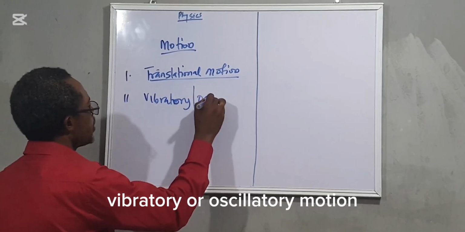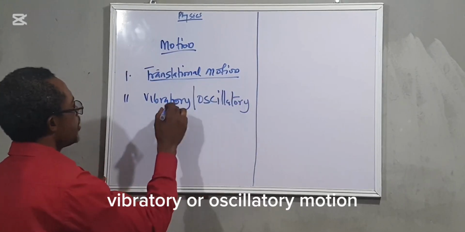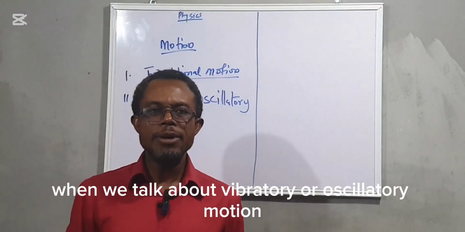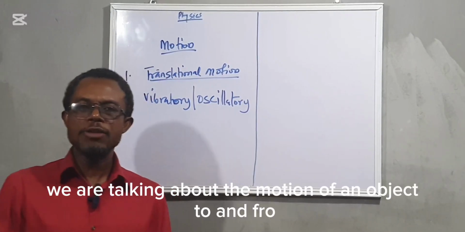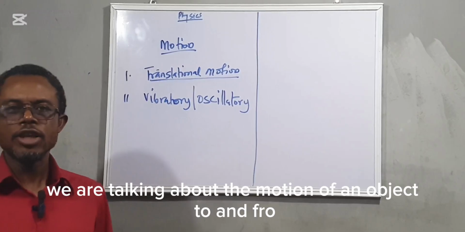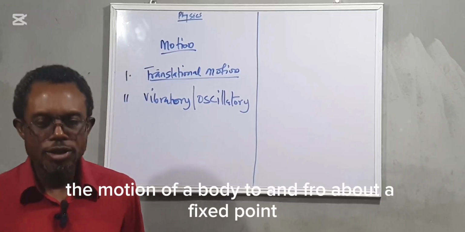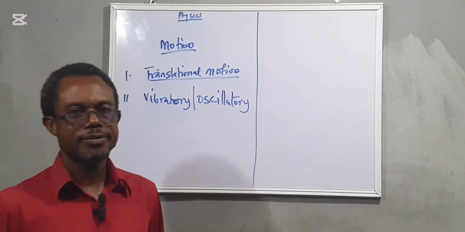The next type of motion we shall be looking at is vibratory or oscillatory motion. When we talk about vibratory or oscillatory motion, we are talking about the motion of an object to and fro about a fixed point. The motion of a body to and fro about a fixed point.